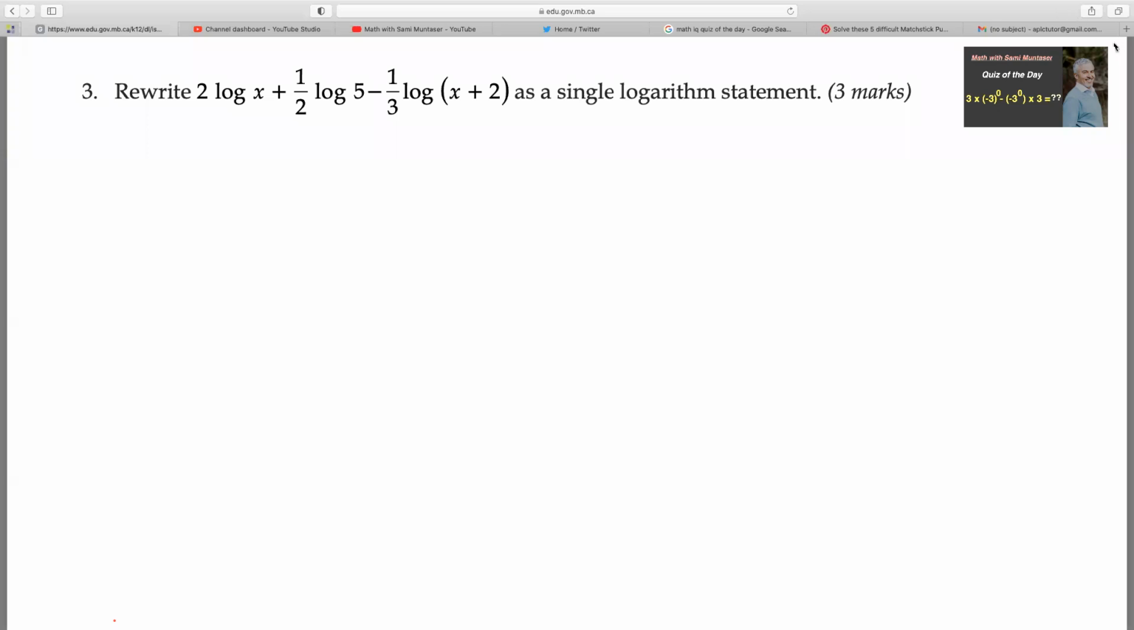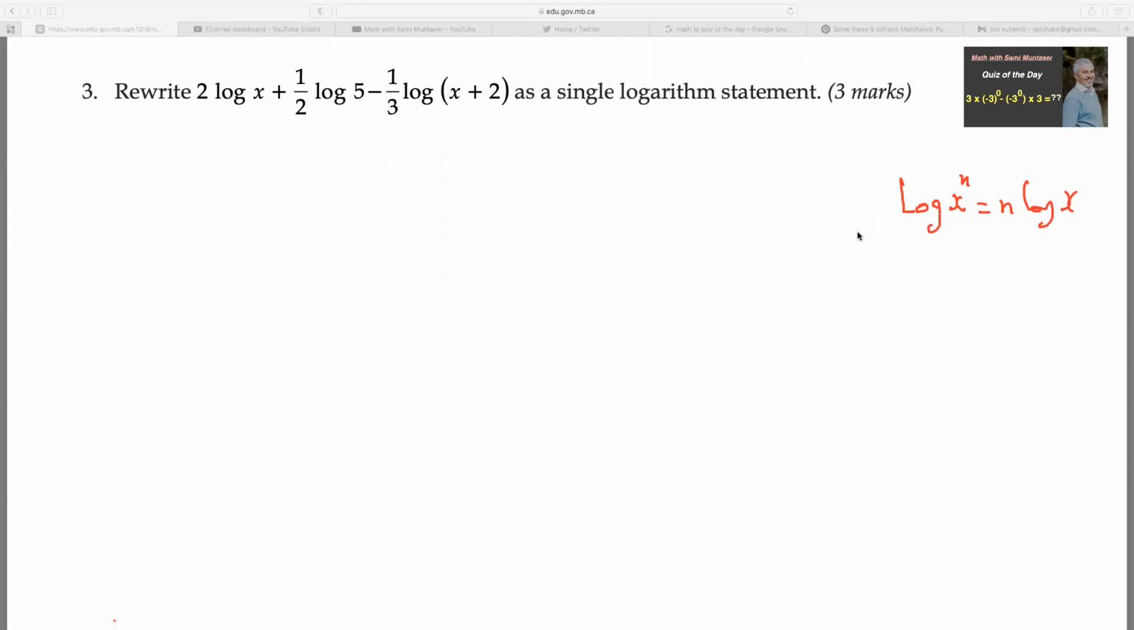So here is a question: rewrite 2 log x plus half log 5 minus 1/3 log of (x plus 2) as a single logarithm statement. So a few things, maybe I'll just remind you of the log rules. If you have log x to the n, that equals n log x. So basically you could bring the exponent down, or you could go from here to there and bring the exponent up. So this relation works back and forth.